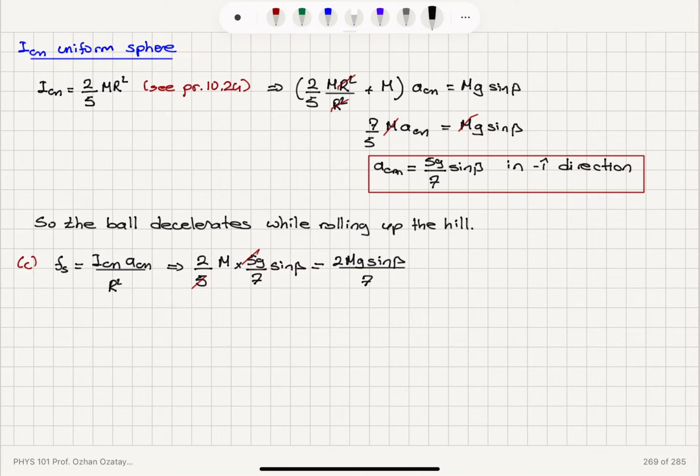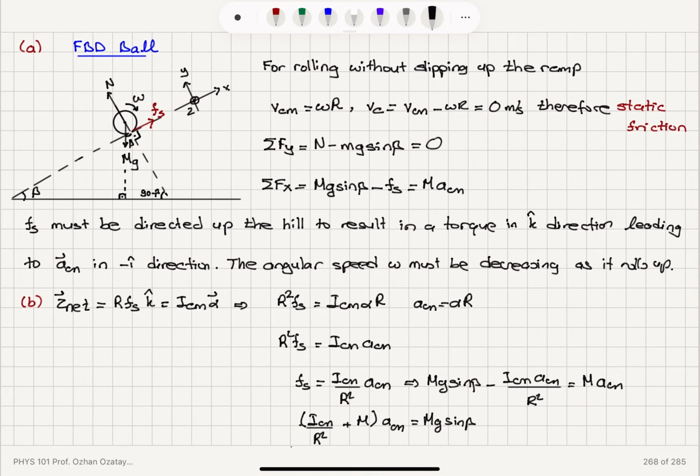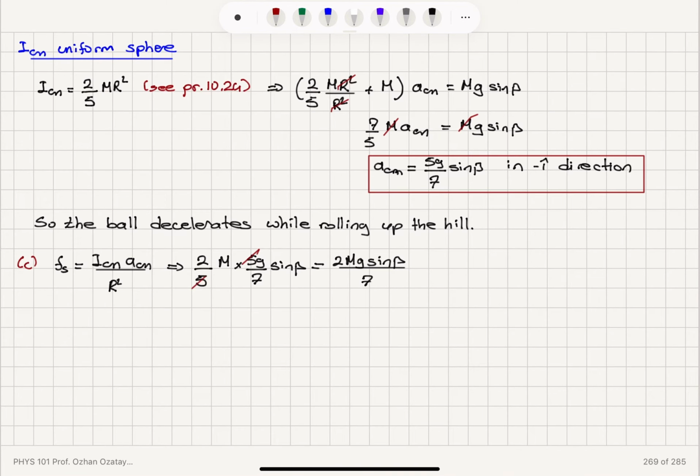And on the other hand, what is the normal force acting on this system? Normal force is equal to, here is a mistake, it should be mg cosine beta, right? So you can see the component on the y-axis is mg cosine beta, the component on the x-axis is mg sine beta. So the normal force must be equal to mg cosine beta.